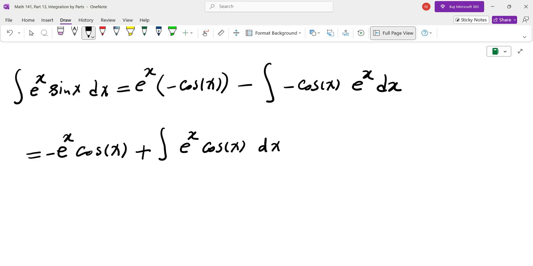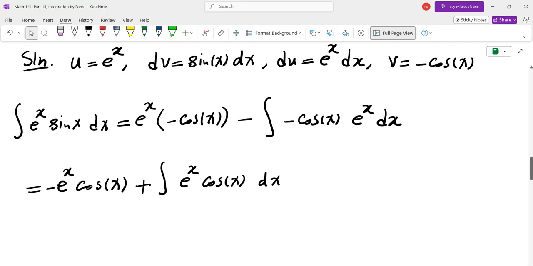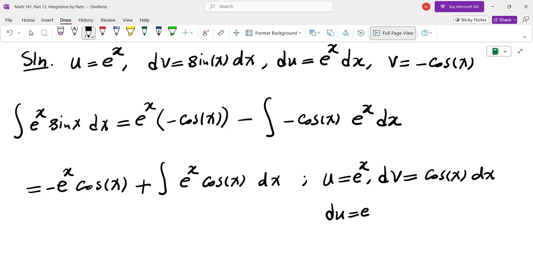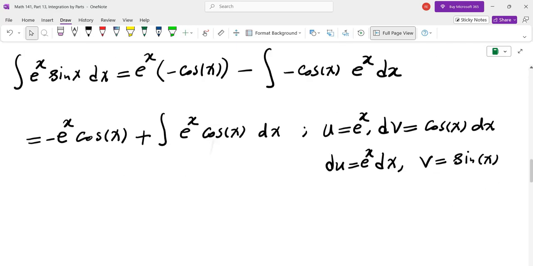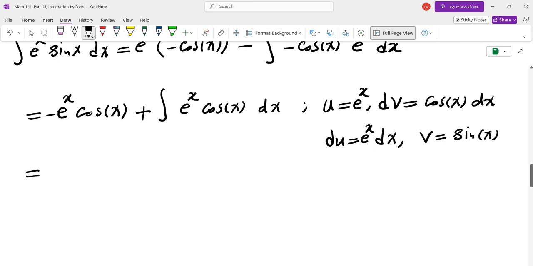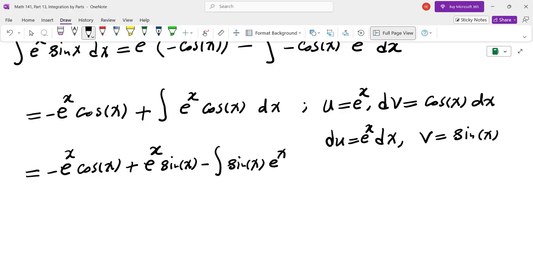So what can we do? Well, we can repeat the same process and go back to e to the power of x sine x. Let's do that. But we're going to have to choose u and v to be the same type. So u equals e to the power of x. dv is going to be cosine of x dx. du is e to the power of x dx. And v would be sine of x. So we're going to go ahead and use integration by parts. So negative e to the power of x cosine of x, plus uv, which is e to the power of x sine x, minus the integral of v du, which is sine x e to the power of x dx.